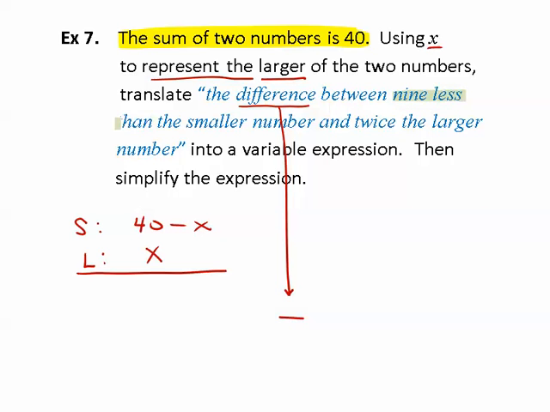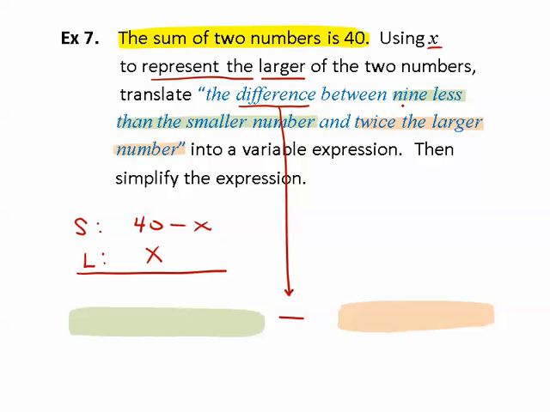9 less than the smaller number. So that's going to go down here. So 9 less than the smaller number. And then on the other part over here, we're going to put twice the larger number. So that's going to go over here. Again, it's just a lot of stuff, and we're trying to break this down slowly if we can. So we already have the difference here.